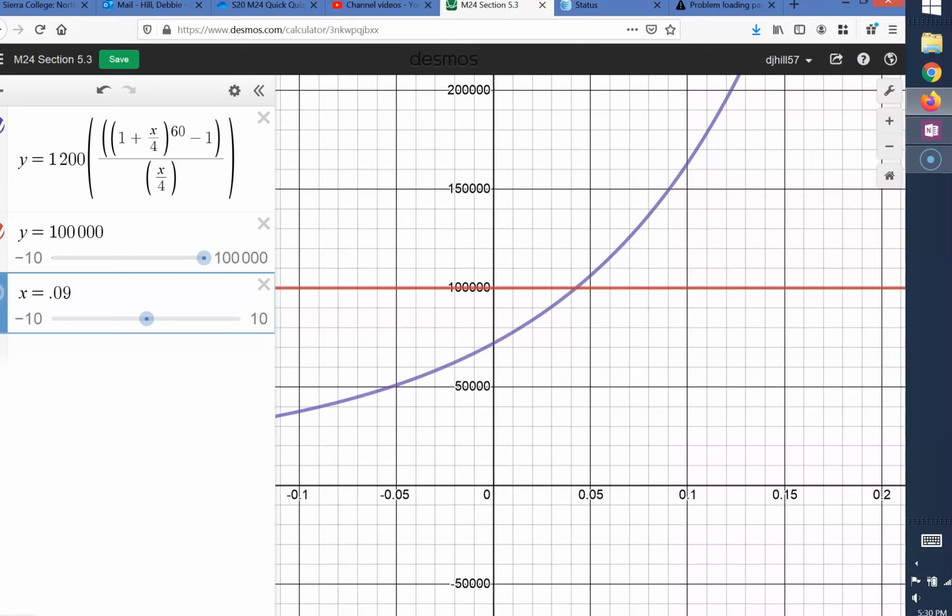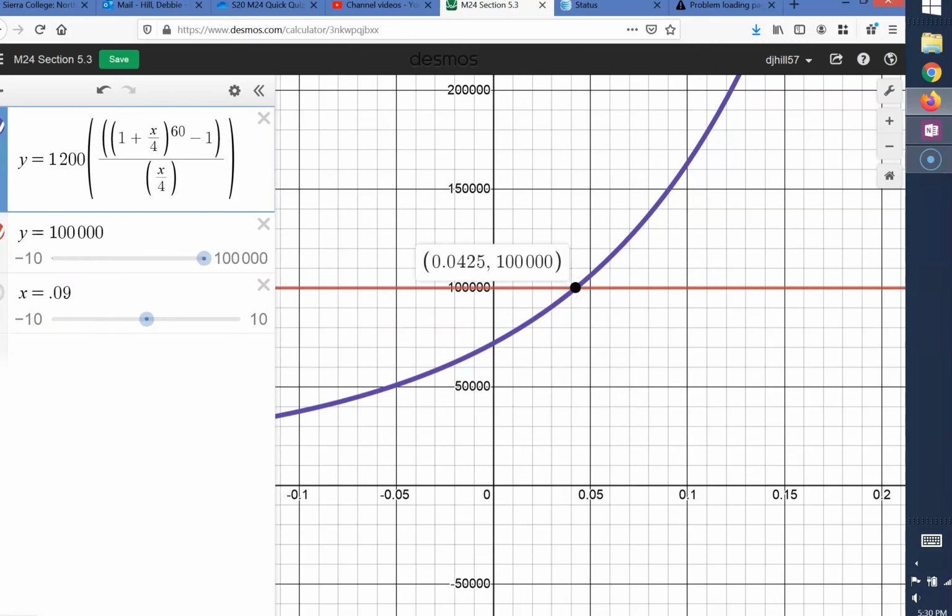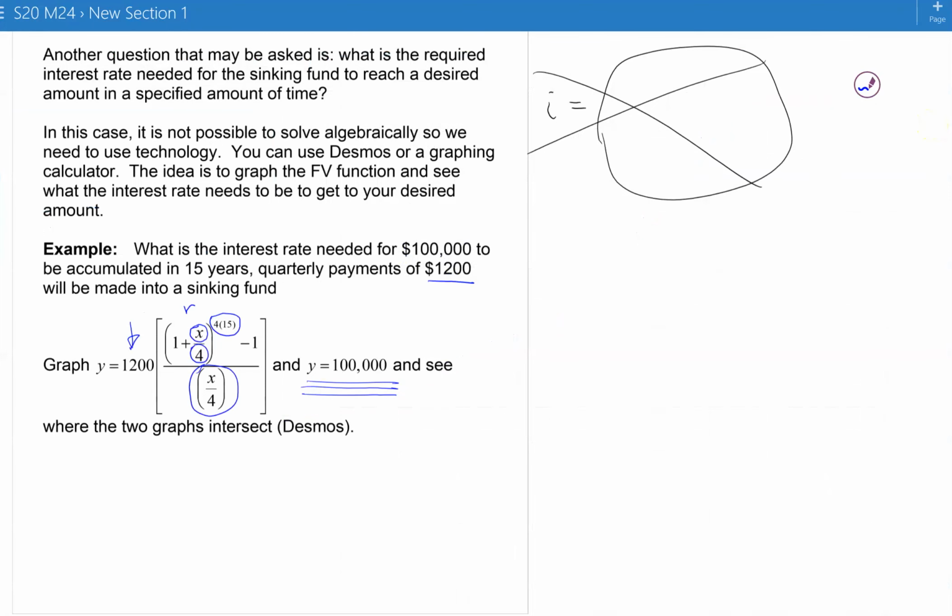We want to know, when is the accumulated amount 100,000? So we're going to draw a horizontal line at 100,000 and say, what's the x value where this happens? In Desmos, you can either touch or click on the point of intersection, and it will tell you the coordinates. So if you want to end up with $100,000, your interest rate needs to be the decimal 0.0425, which is the percent 4.25%.